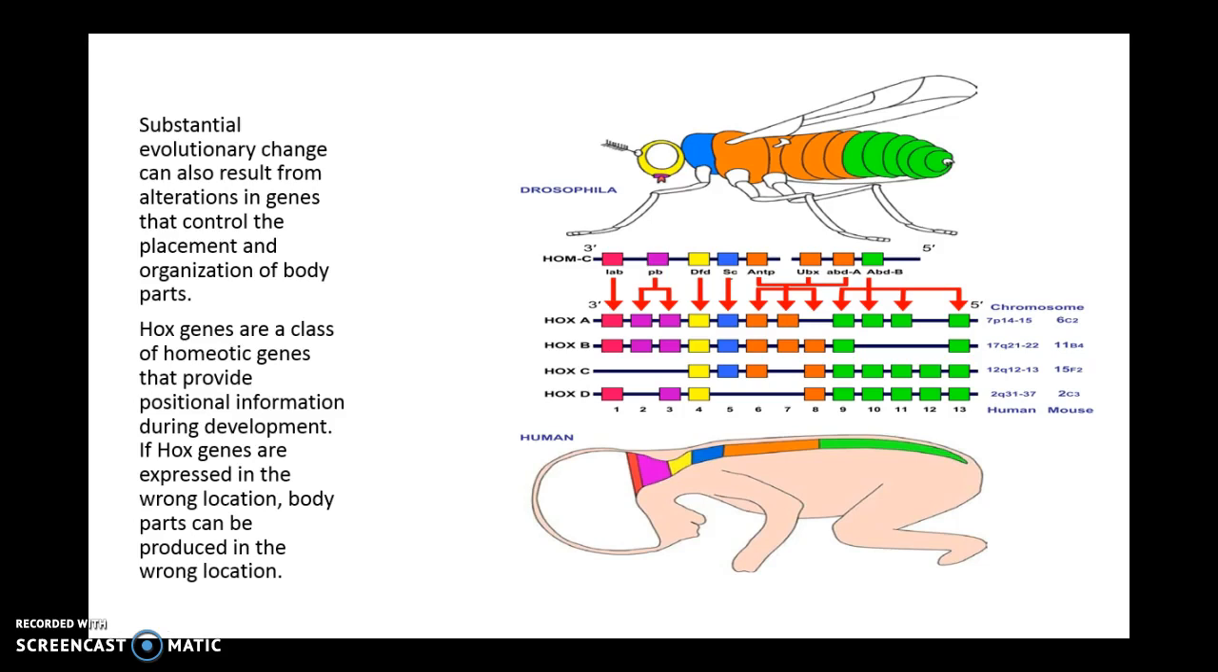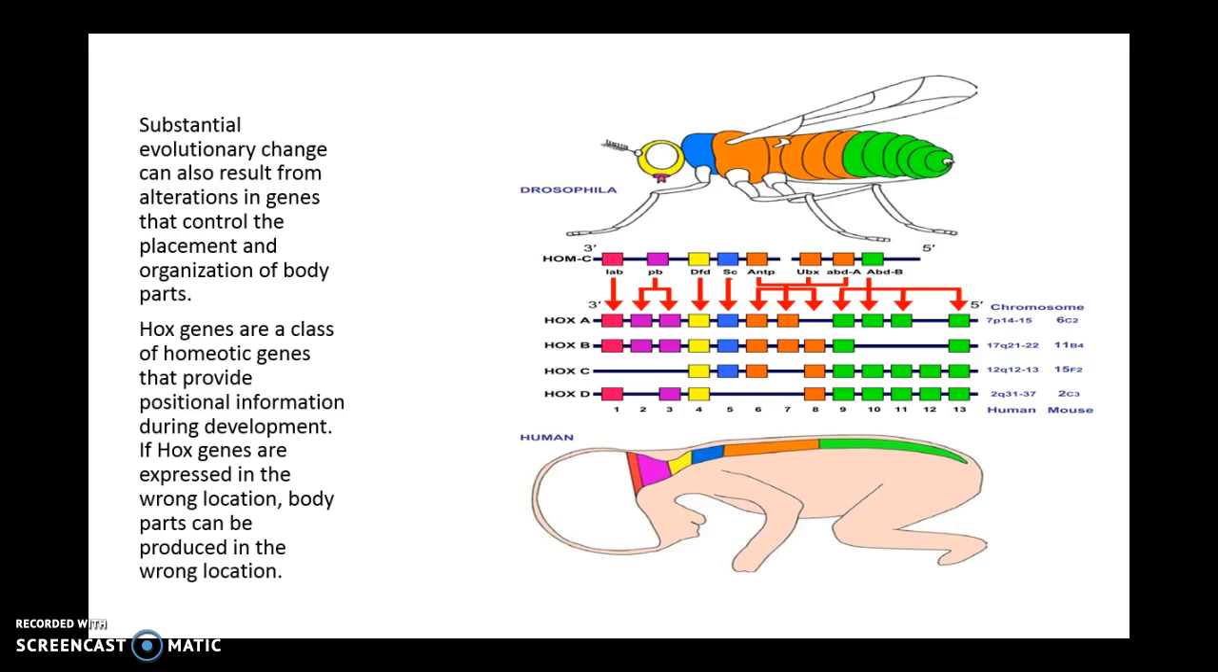If these genes are expressed in quote unquote the wrong place, body parts are going to be produced in the wrong location. So with these images, you have conceptually the same set of genes, these Hox genes, telling this fruit fly how its body is going to develop, and comparing that to the same idea of genes, the Hox genes, saying where the human vertebral column is going to develop.